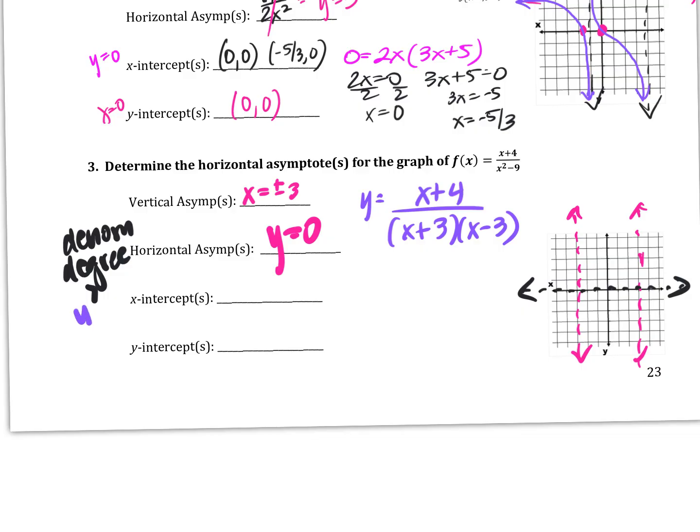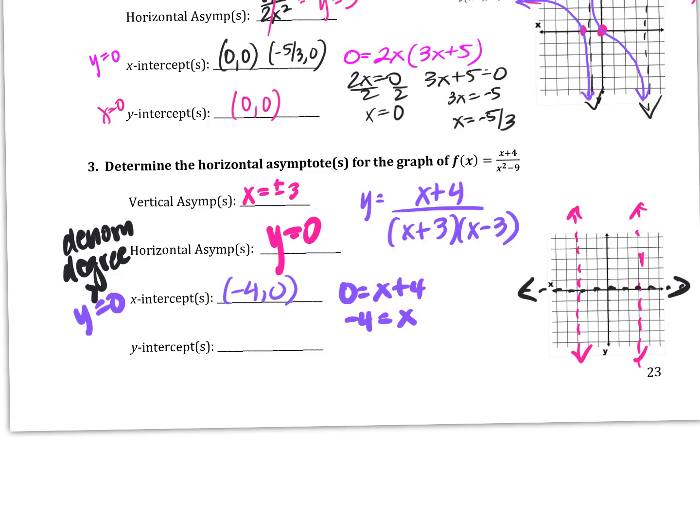X-intercept. That's when my y is 0. What do I actually have to worry about when I'm talking about if this whole thing equals 0? The top or the bottom? The top. When does 0 equal x plus 4? At -4. Agreed. So I'm going to say, all right, at -4, my y was 0.